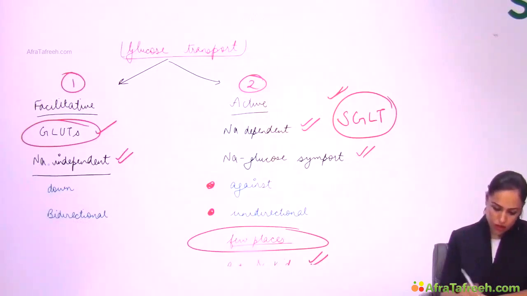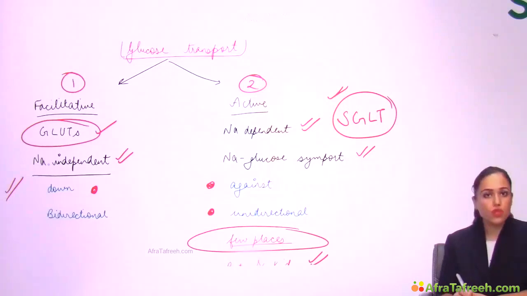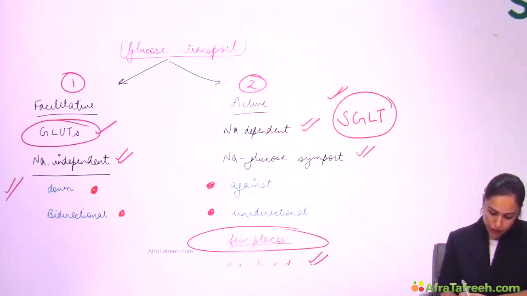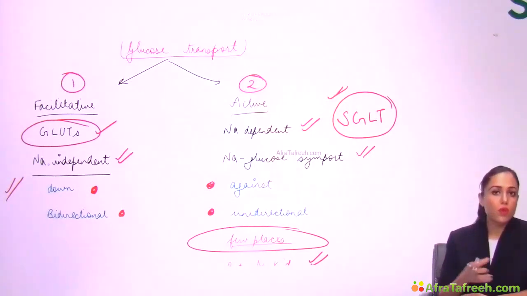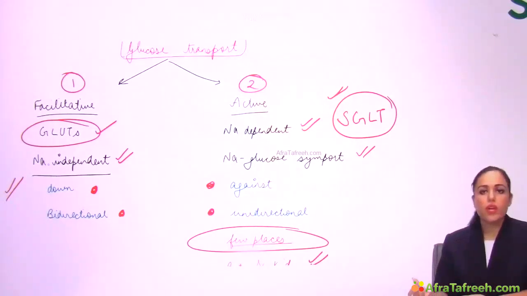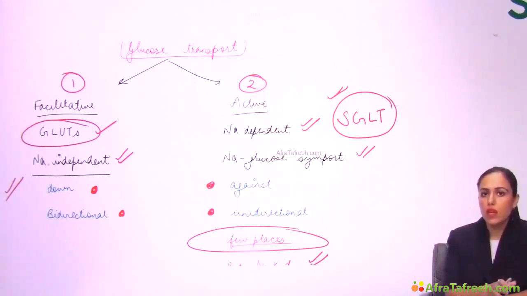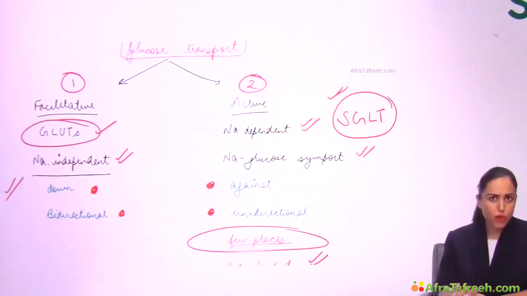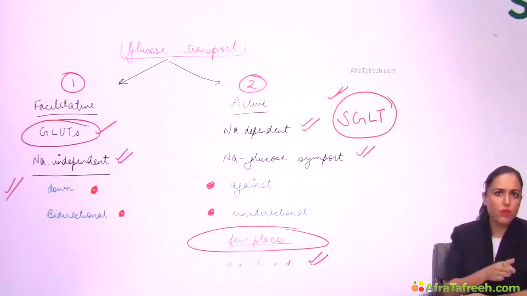But on the other hand, let's see this facilitative transport. This is down the concentration gradient. Like passive transport, it is down the concentration gradient, and it is bidirectional. That is, glucose can enter the cell via GLUT. It can leave the cell also via GLUT. But if this is happening, then it is of no use. That is, glucose entering also, leaving also, no.